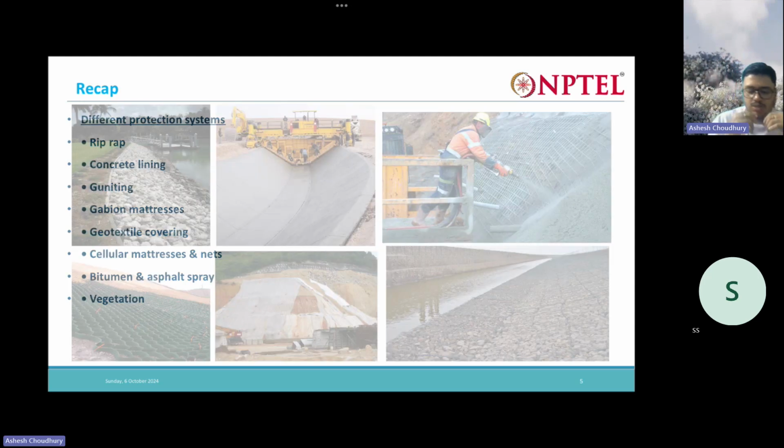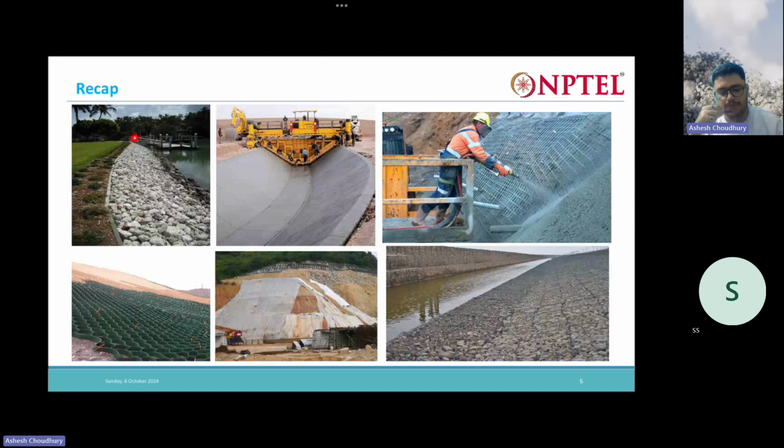So yes, these are all the pictures. I forgot that I had put some pictures here also. So let us see. This we already saw just now. This is the riprap that is placed, and then we have this concrete lining being done along the canal to prevent erosion when water flows through the canal.